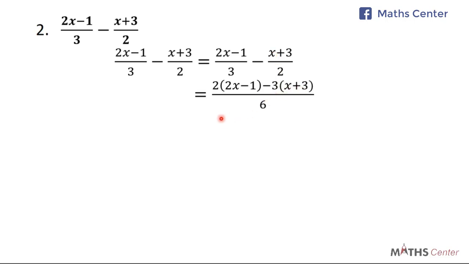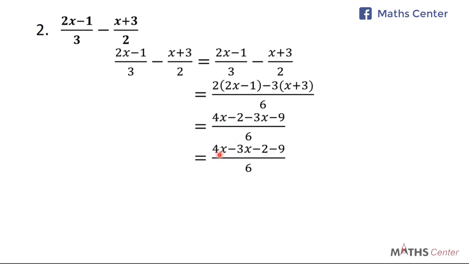So from here you expand the bracket. 2 times 2x will give us 4x. 2 times minus 1 will give us minus 2. Minus 3 times x will give us minus 3x. Minus 3 times 3 will give us minus 9, all over 6. You group like terms and you continue.